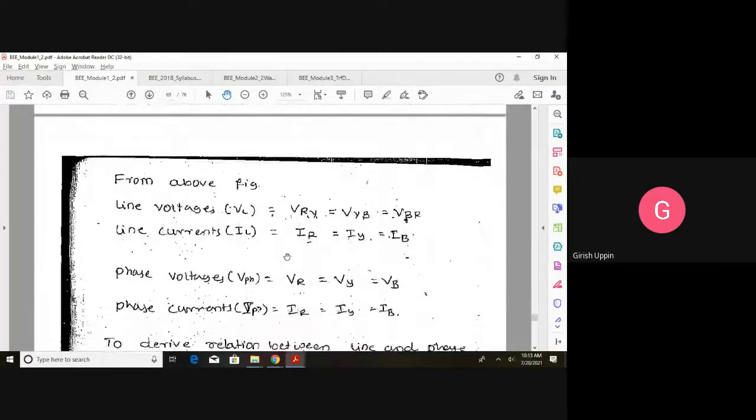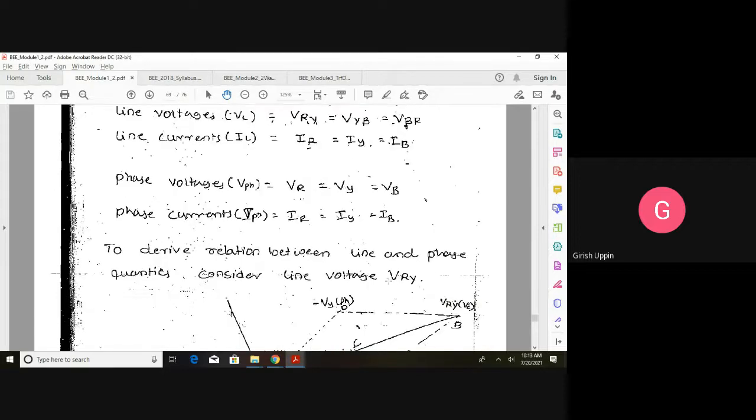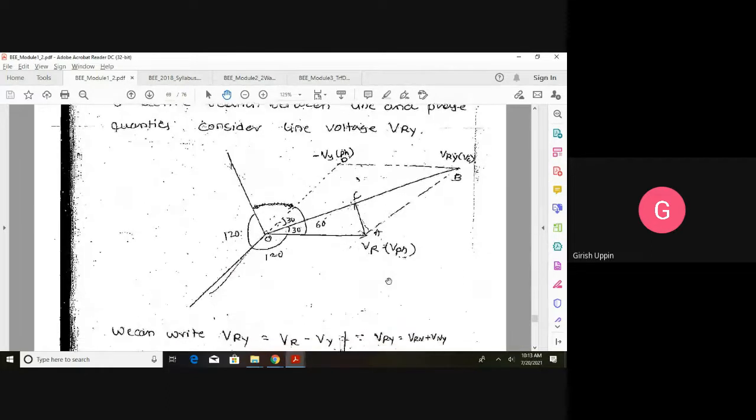Now from the diagram we know that the line voltages, as I mentioned earlier, VRY is equal to VYB is equal to VBR. The line currents IL is equal to IR, IY, IB, and the phase voltages VPH is equal to VR is equal to VY is equal to VB, because it is a balanced supply. And phase currents IPH is equal to IR, IY, IB. Now in order to find the relation between them, we have to draw the phasor diagram. The phasor diagram is very, very important.